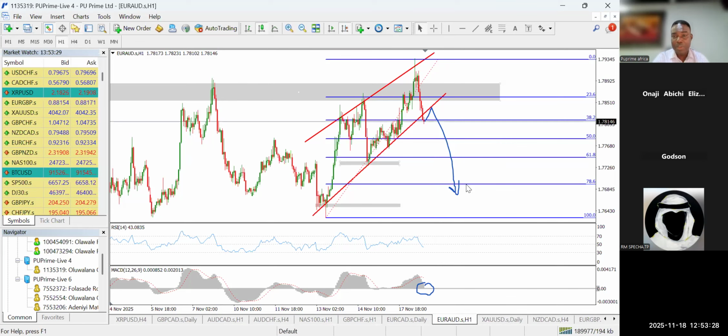Between 30 and 120 pips movement is possible on the Euro AUD. So we're bearish on the Euro AUD.